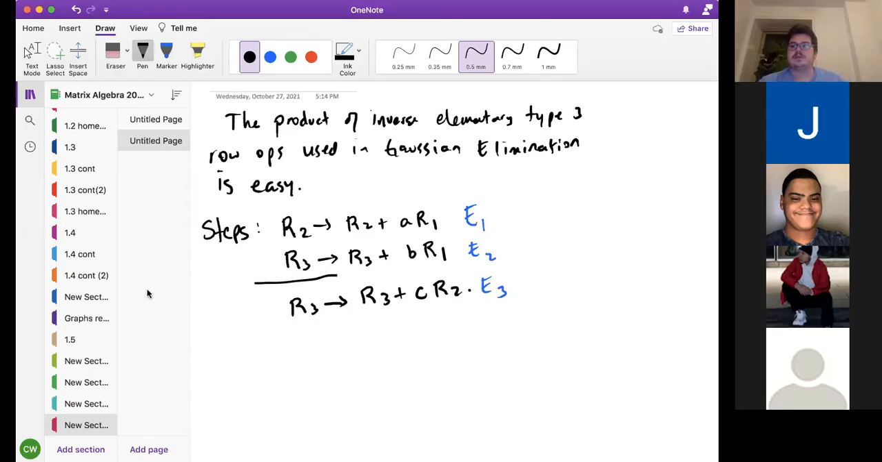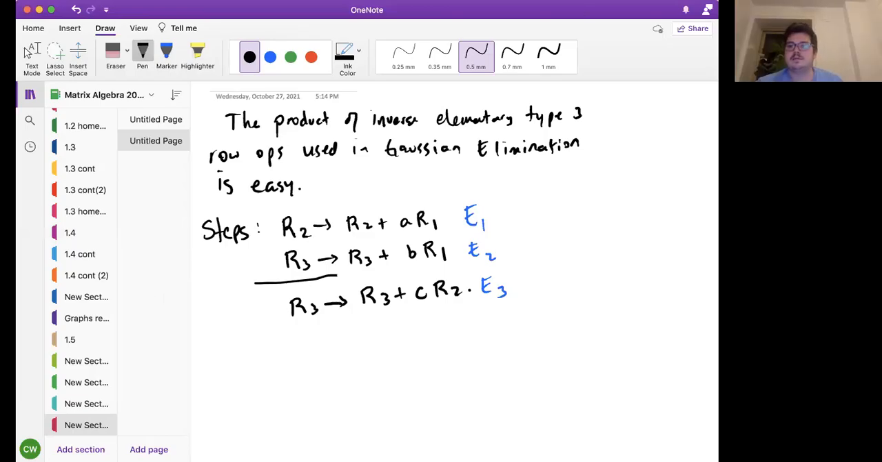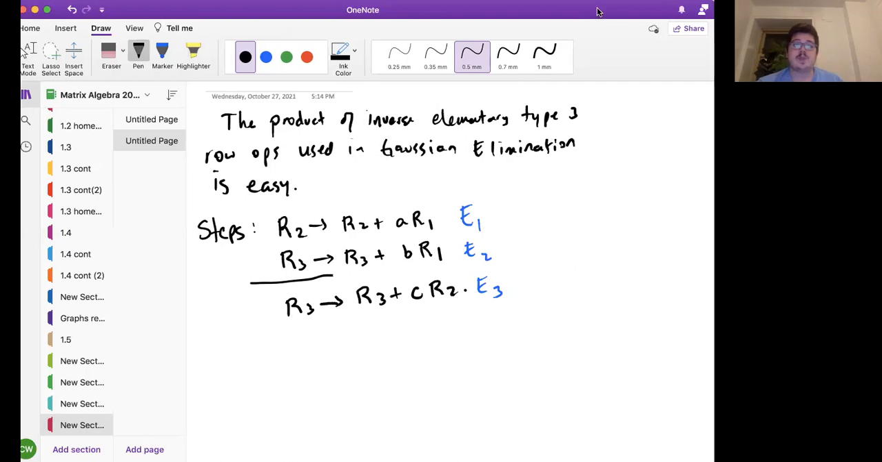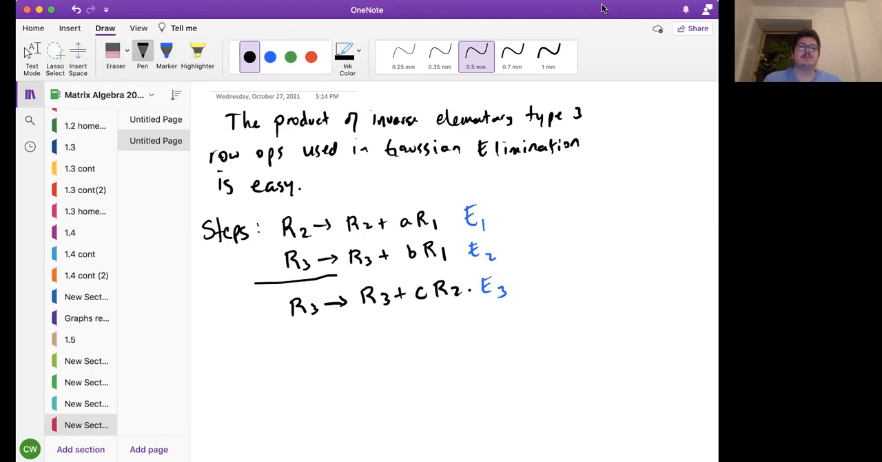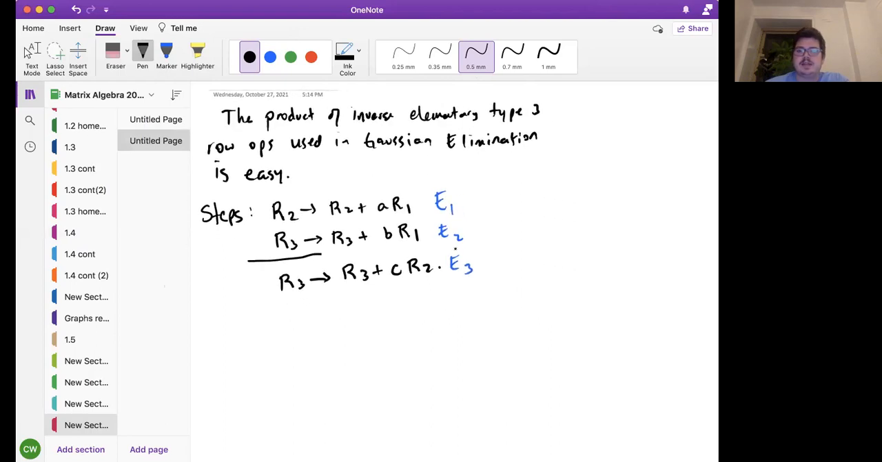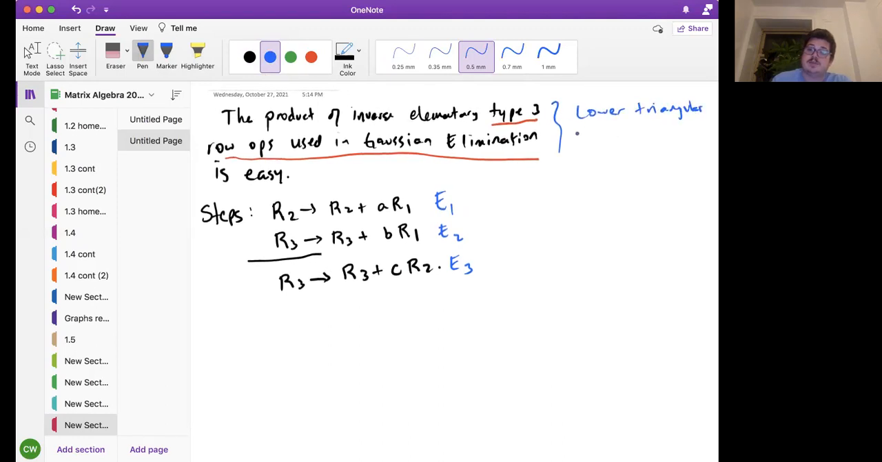Okay, so I want to start with talking about LU composition. But I want to mention something first that will help us in finding the LU decomposition, sometimes called factorization, which I think the book uses. It's a very interesting fact about type 3 operations in Gaussian elimination. So remember, all the type 3 operations in Gaussian elimination are your lower triangular type 3 row ops.